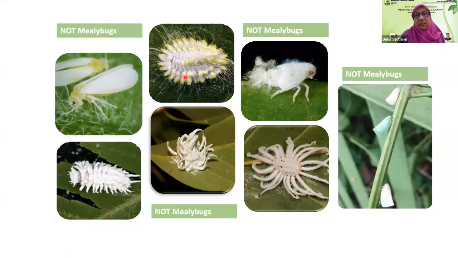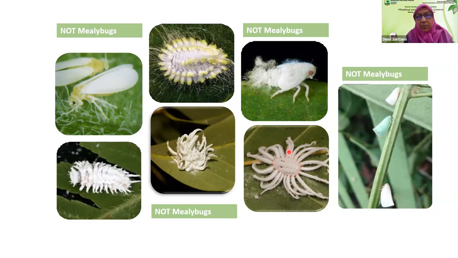Maybe this is Margarodid. And then on the right side, this is the nymph of this picture. This is the adult here. It's called the family Flatidae. And the nymph does have the white wax. So we have to make a difference between them when we collect in the field.